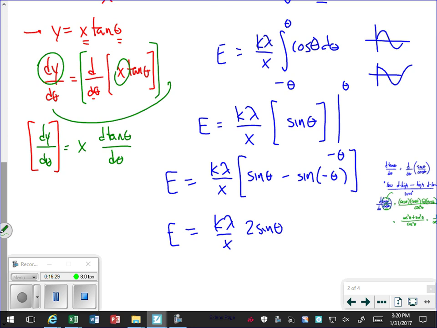And look, these are all constants. The only thing that can change is X, and if X changes, that means theta changes. But what this means is the sine of theta is going to be a number, right? And it means that the farther away you go from this stick, the weaker the field gets, right?